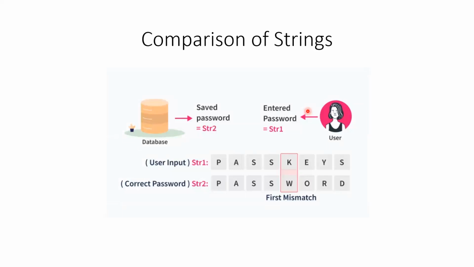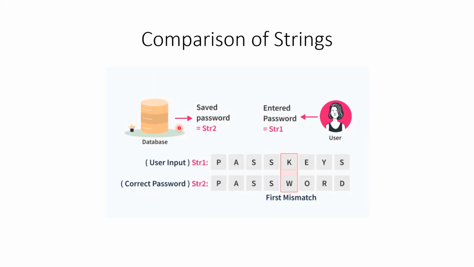How to compare two strings? Comparison of strings in the C language is done by comparing them character-wise. Say we have taken a real-time use case: a user enters a password, and the system wants to check whether the saved password in the database matches the password entered by the user. If it matches, then the user will get access to the system, otherwise not. So let us say the user-entered password is string 1, and the stored password in the database is string 2.